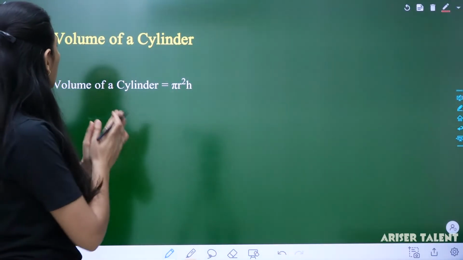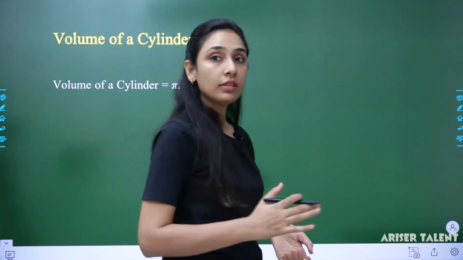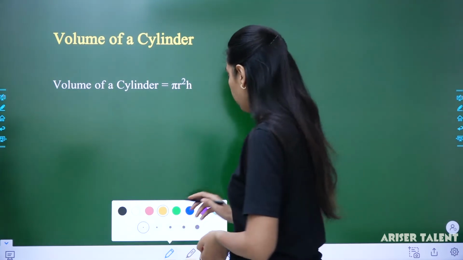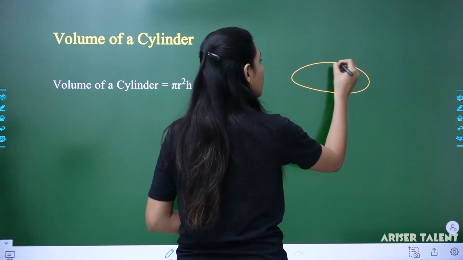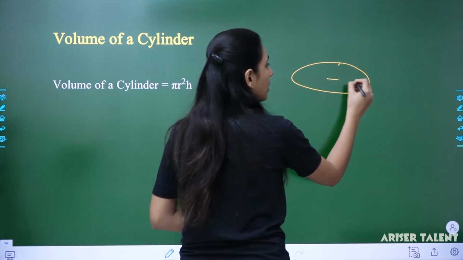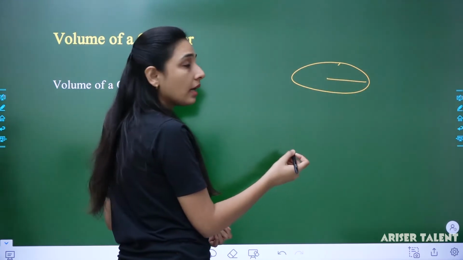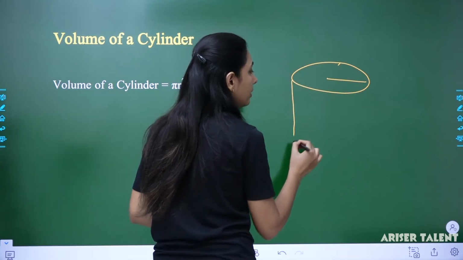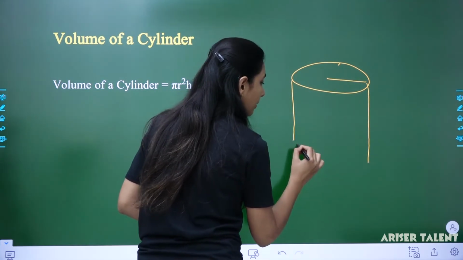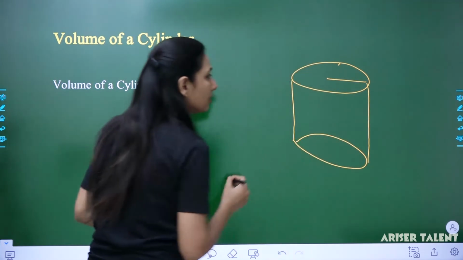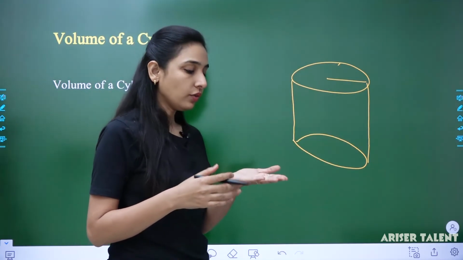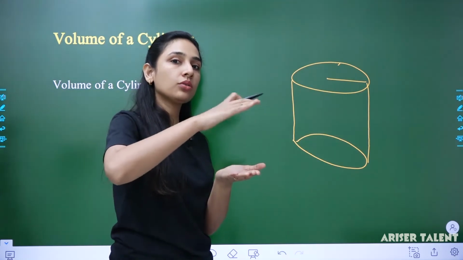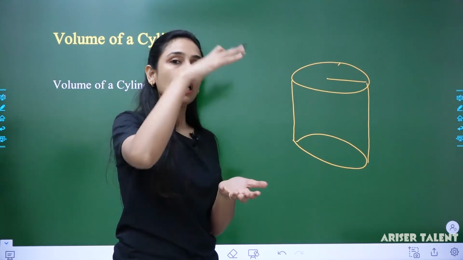Okay, volume of a cylinder. What is the volume of a cylinder? Now we have talked about the cylinder. What was the cylinder? We have some circle of radius r, then this area will be pi r square. If we overlap one circle onto another of the same radius, and we do it on and on and on, then we get a cylinder.